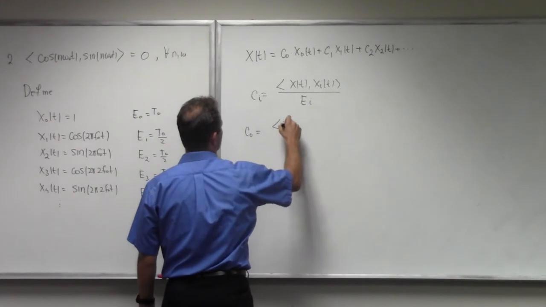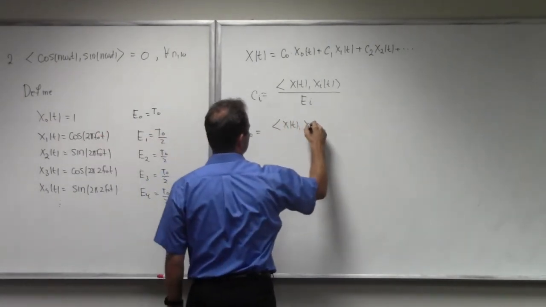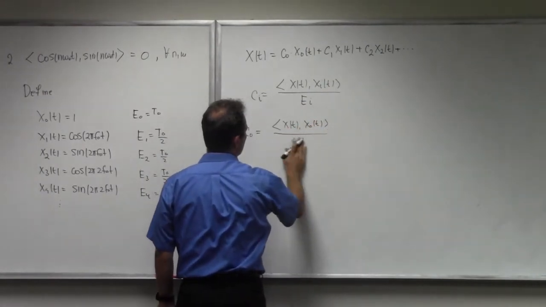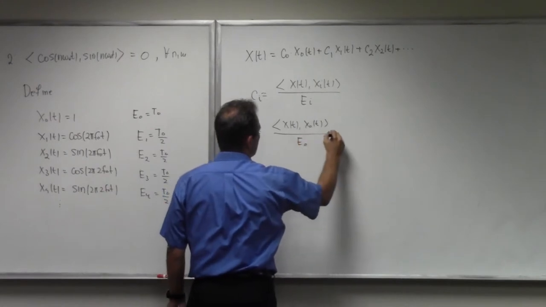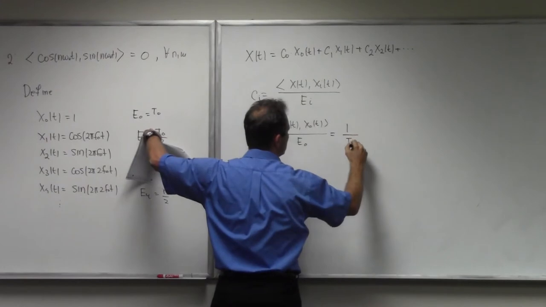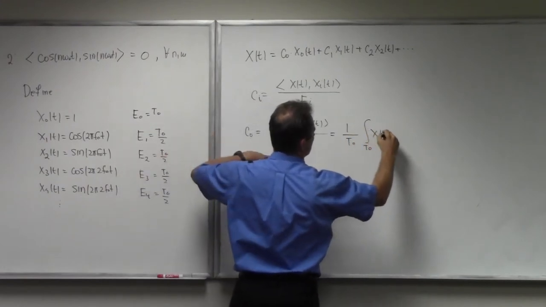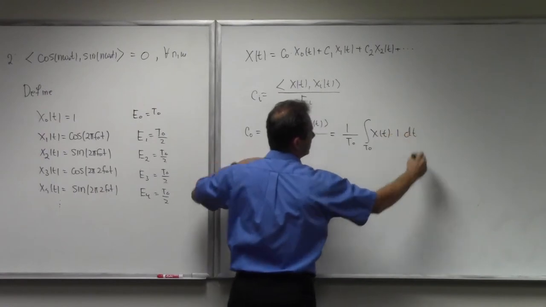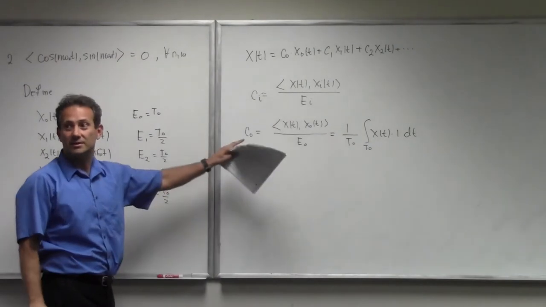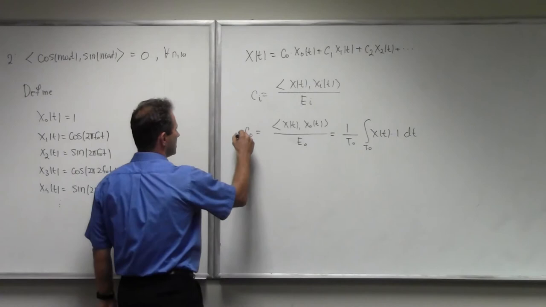It's going to be the dot product of x of t with x0 of t, divided by the energy of x0. The energy of x0 is t0, so it's 1 over t0, integral over t0, x of t times 1 dt. Right? Our good old friend. We recognize this. This is how you obtain the first coefficient. So this is our a0.